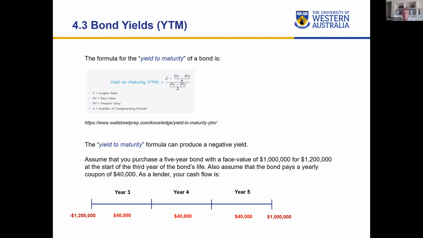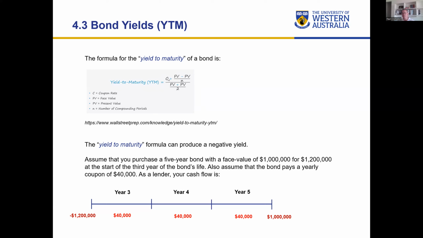Now, the key thing I wanted to focus on here is how the yield to maturity formula can produce a negative yield. Now, I'm not interested in you calculating these yields. I would never ask you to do that in the final exam. So don't worry about figuring out how to use this formula. If you want to, feel free, but there are plenty of websites that give you practical examples of calculating the yield to maturity of a bond.